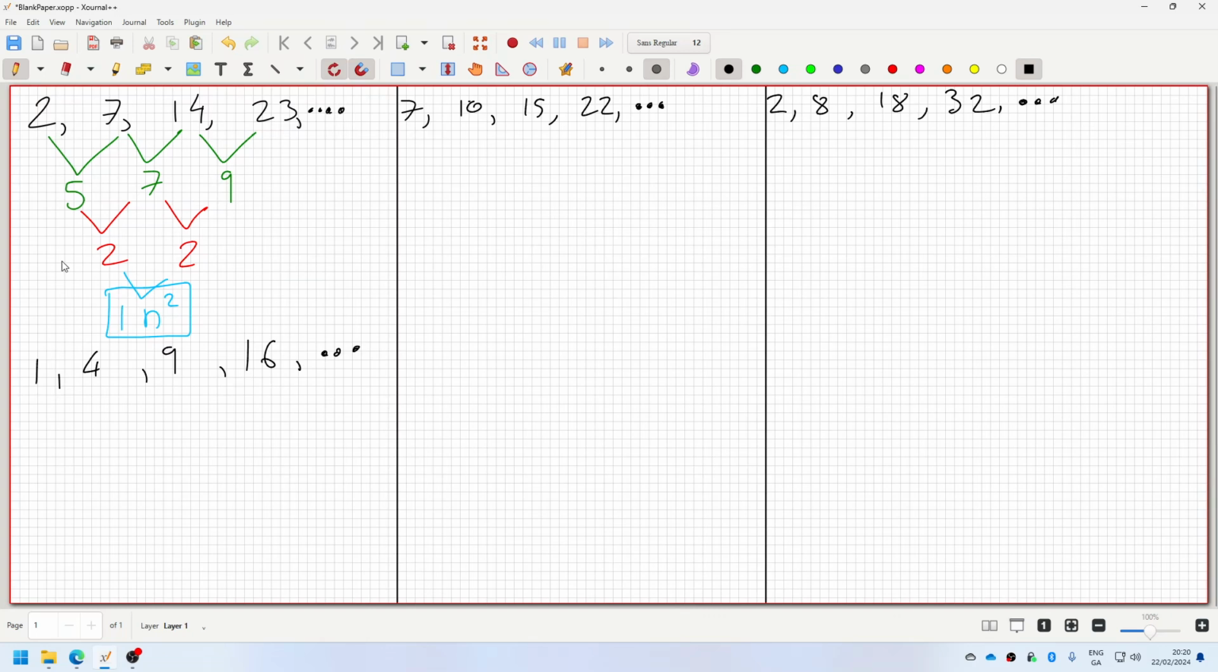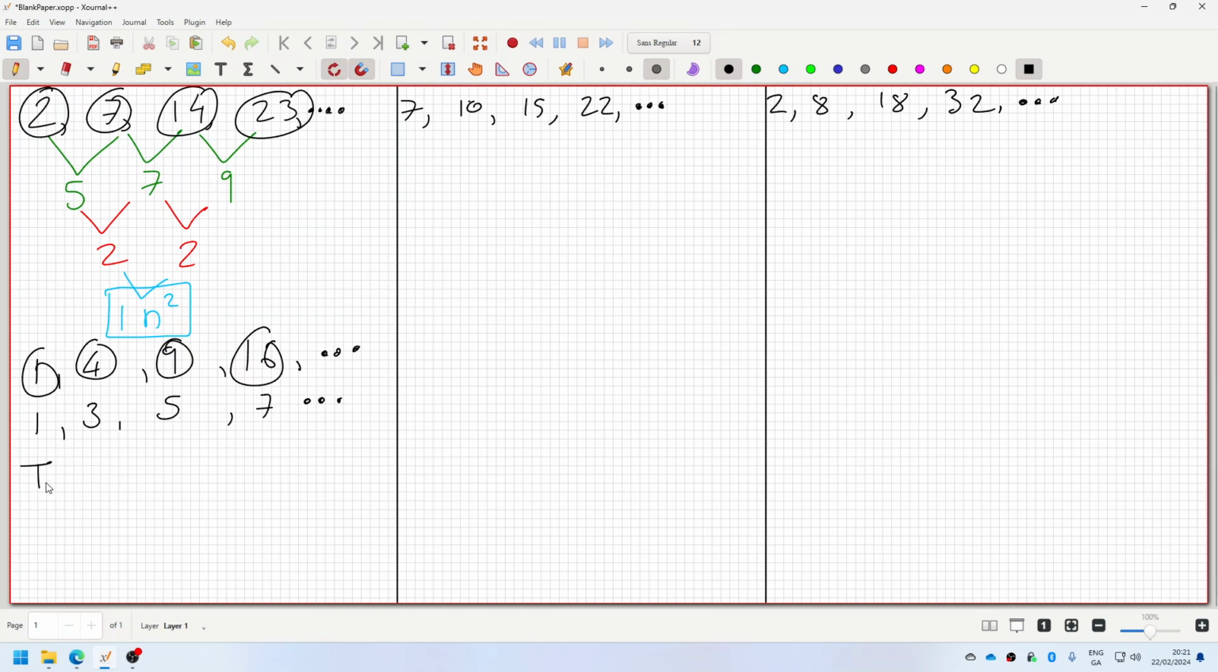So subtracting these sequences, 2 minus 1 is 1, 7 minus 4 is 3, 14 minus 9 is 5, and 23 minus 16 is 7. The sequence you get from this process is linear. That's a linear sequence.